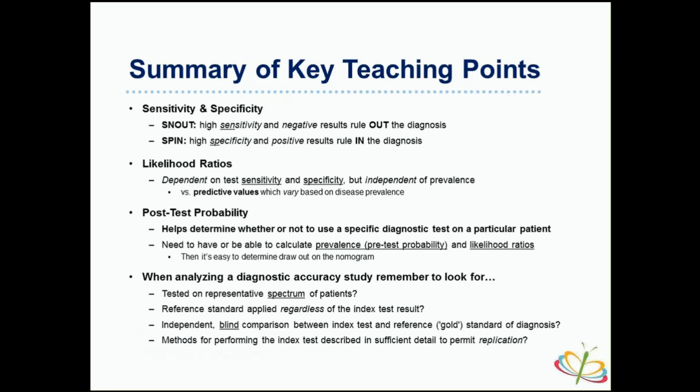Then four things to remember about diagnostic accuracy studies. Is it a representative spectrum of patients that they've applied this to? Was the reference standard applied regardless of the index test result? So everybody got an independent and blind comparison between the index test and the reference standard, which this study did not have. And then did they tell us enough so that we could actually replicate this? Because that's a key part of the scientific method, proving that it can be done independently.